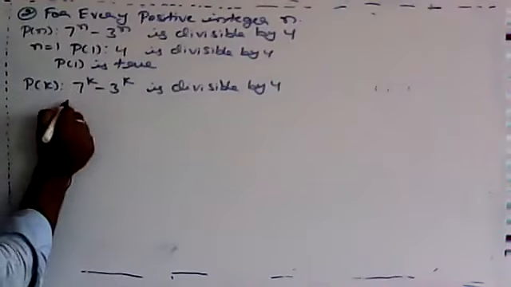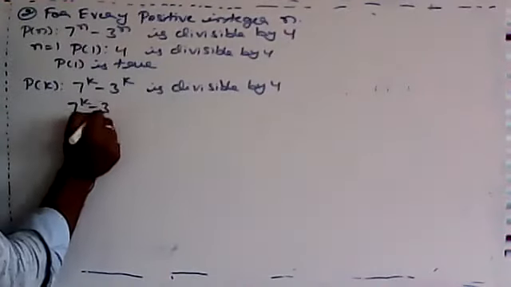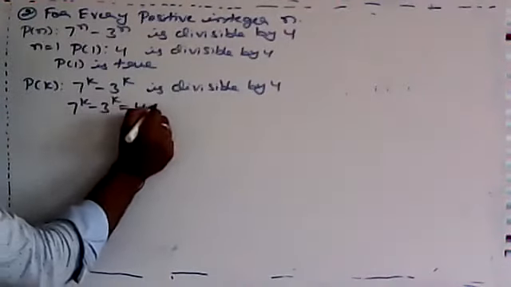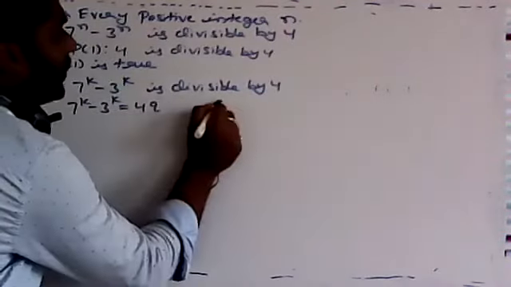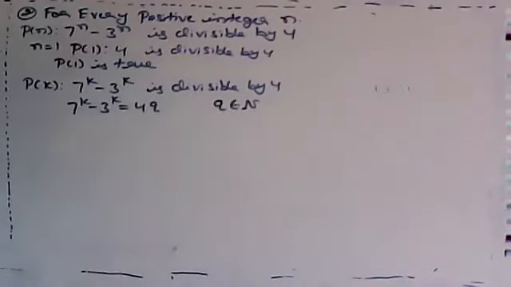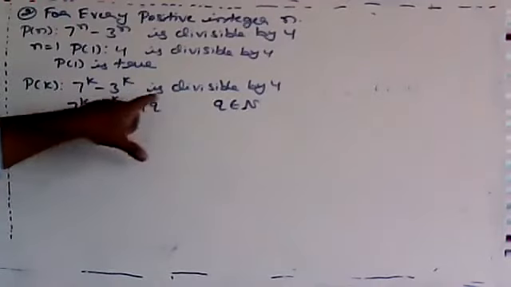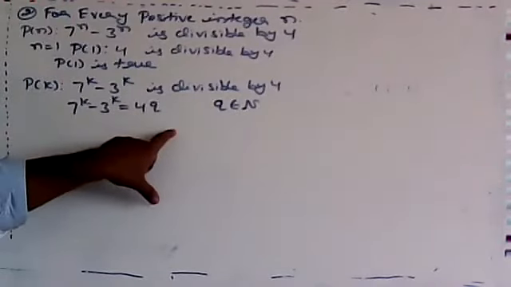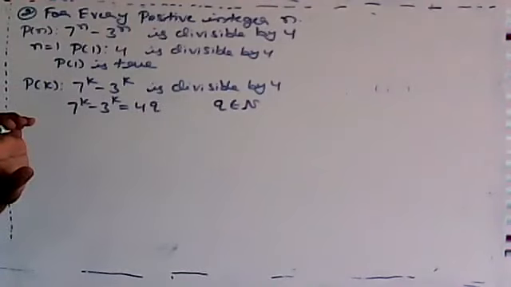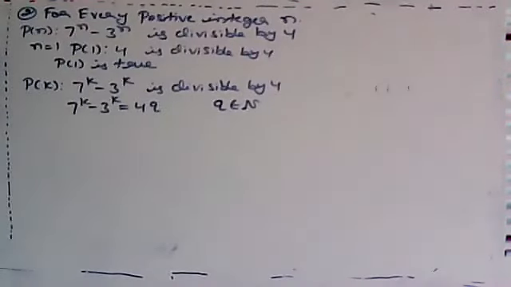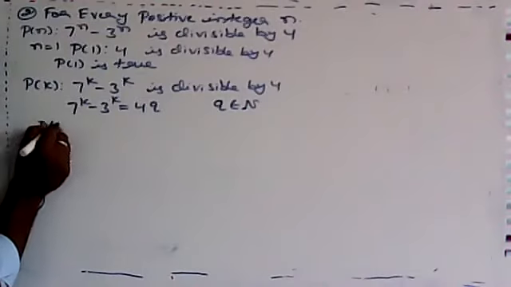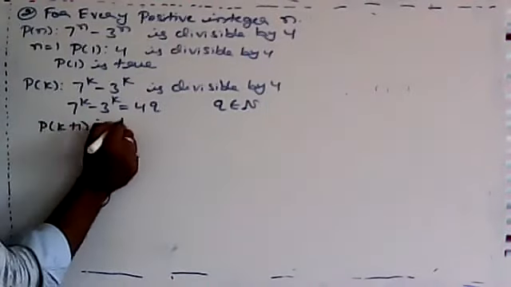Next, this one, 7 to the power of k minus 3 to the power of k, we will take as 4q. It means 4 times q, where q belongs to N. It means it is divisible by 4, having some natural number q. So next, we have to prove that P of k plus 1 is true.